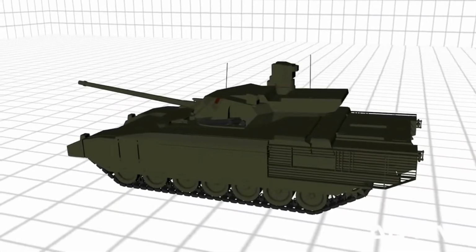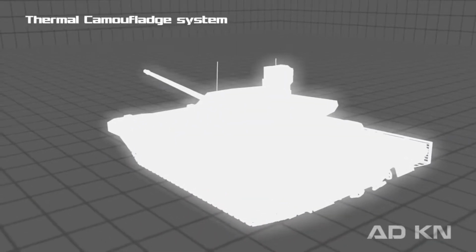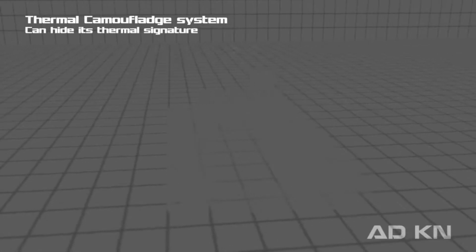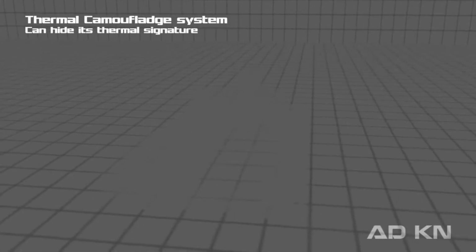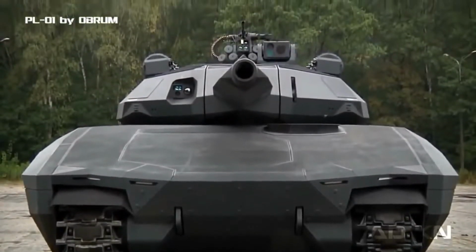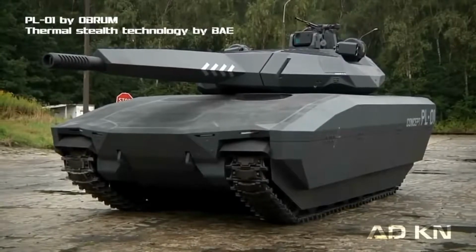Armata also uses a thermal camouflage system. It's not known since how long Russia has been developing this technology, but it's not the first tank known to use this system. The LO-1 made by Avrom also uses such technology. The thermal stealth technology is provided by BAE.